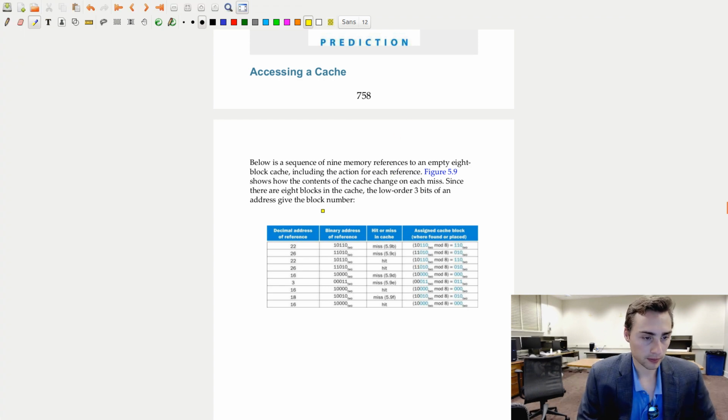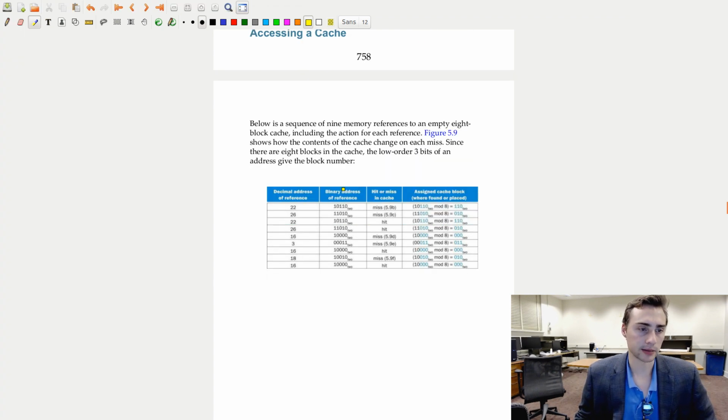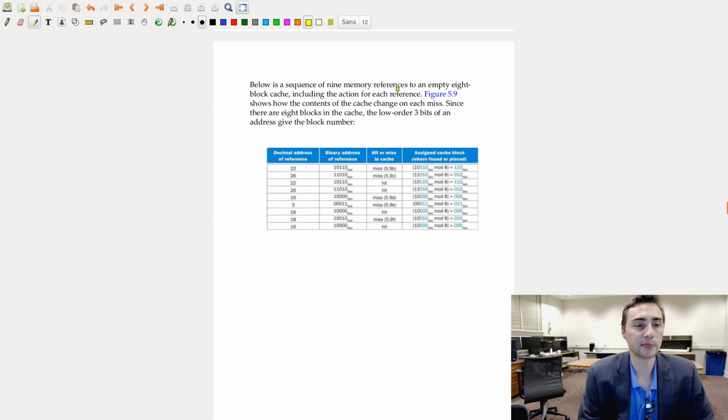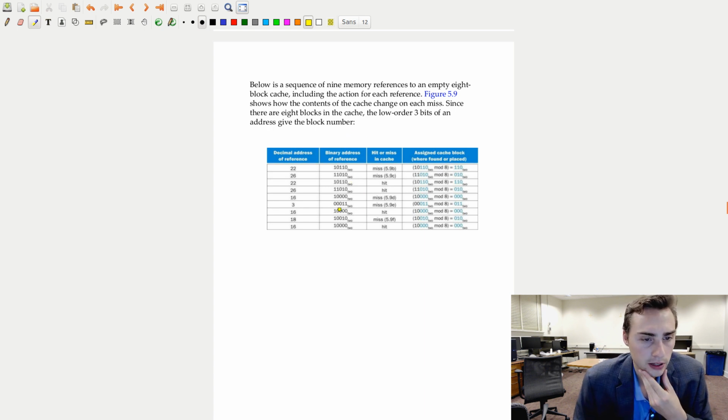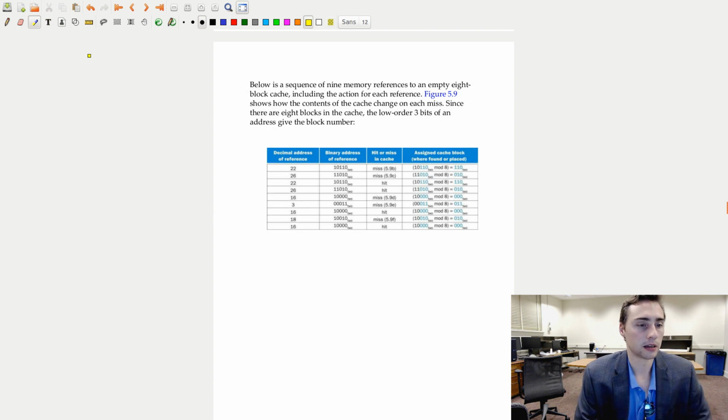Okay. So let's see. Below is a sequence of 9 memory references to an empty 8 block cache, including the action for each reference. So what do we have here? It's empty at first, so everything's going to be invalid. So let's look at the first one. Let's look at 22.